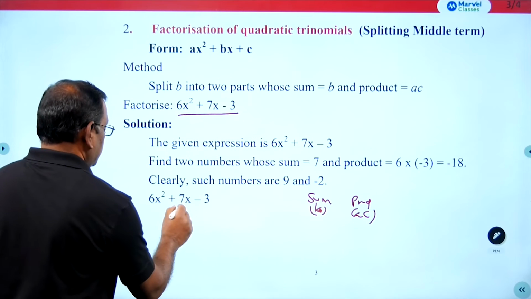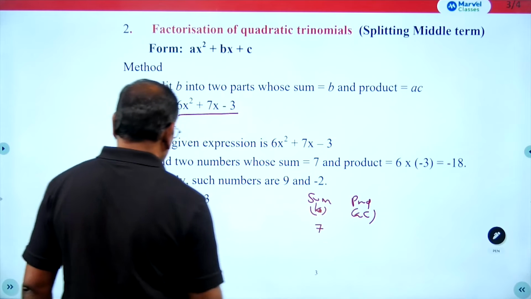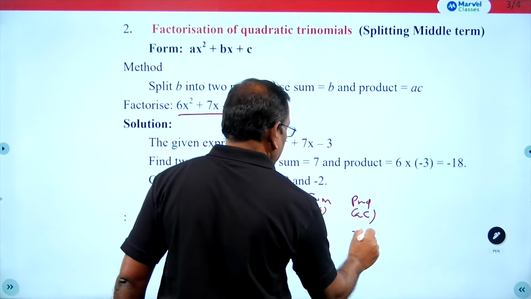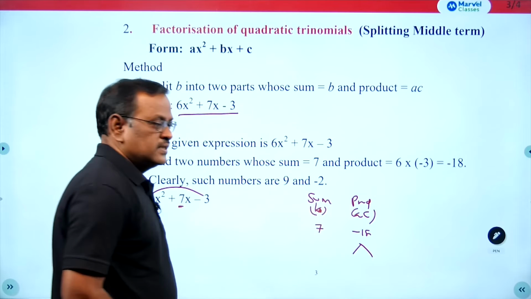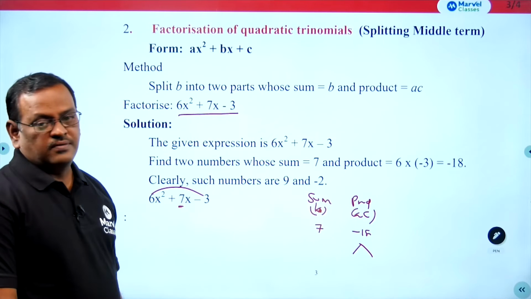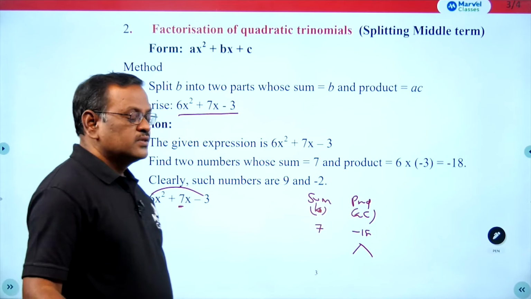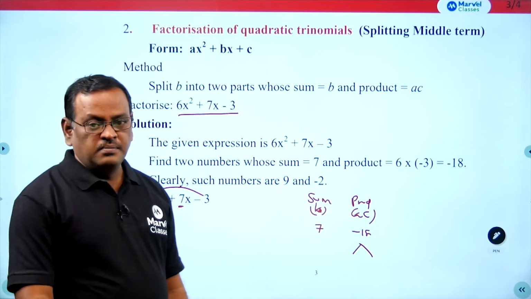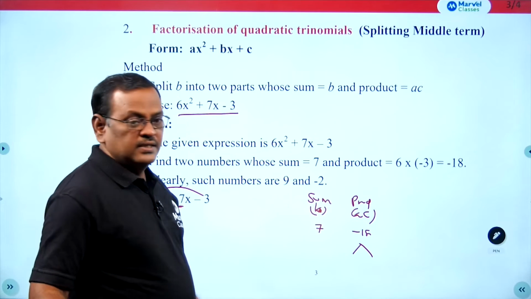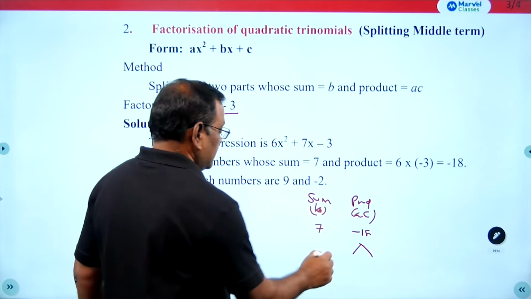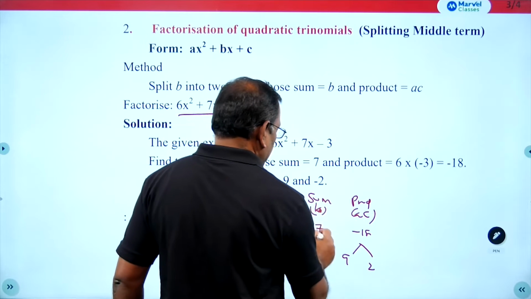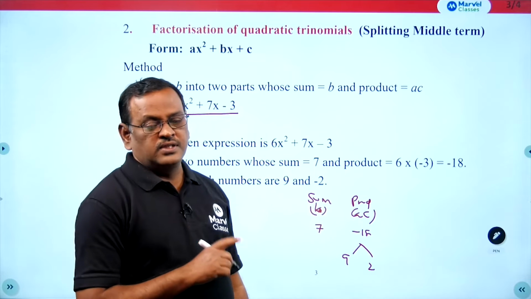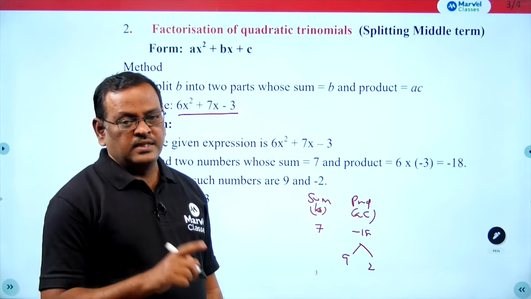So what is b here? b is 7. And what is ac? 6 into minus 3, minus 18. Factorize minus 18 so that the sum is 7. Sum is 7. So for 18 we have 3 into 6, but 3 plus 6 is 9, and here it is 7. So 9 into 2, 18. Yes, 9 into 2, 18. But here the sum is positive. As we already discussed, the larger factor takes the same sign as the sum.